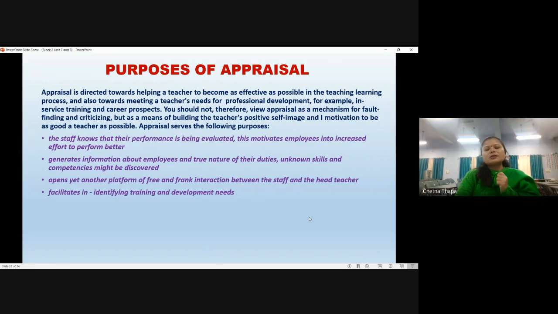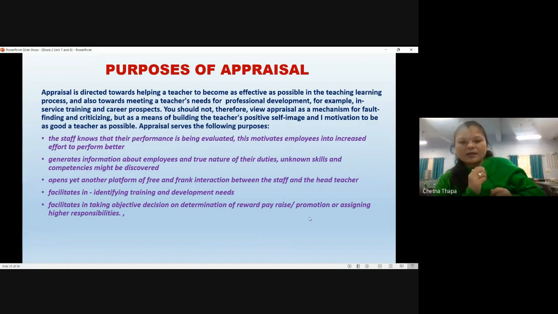Now, it also helps in facilitating the training requirement, the developmental needs of the staff. So, this staff appraisal helps in building the teacher's positive self image, and also it motivates an individual to be as good a teacher as possible. It also facilitates in taking objective decisions on determination of reward, pay rise, promotion, or assigning higher responsibilities.